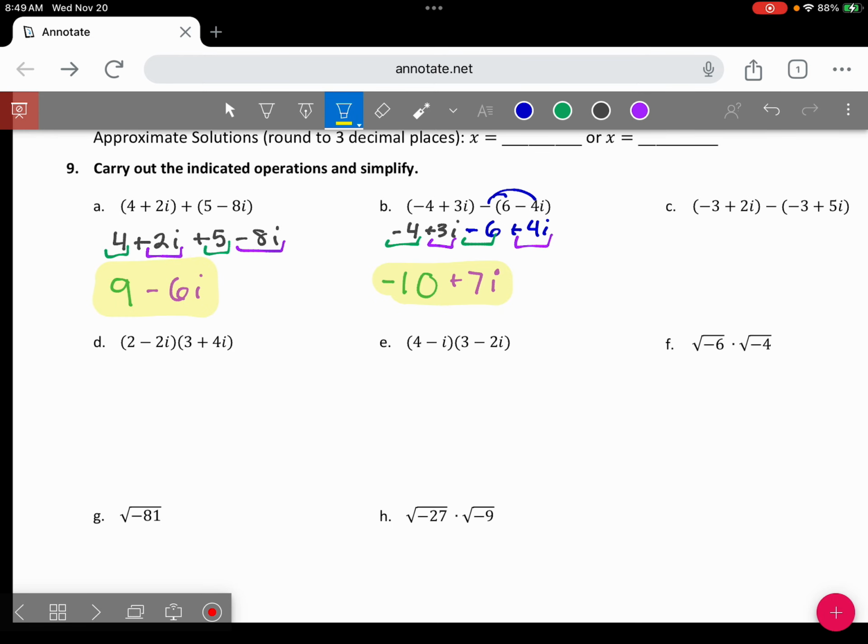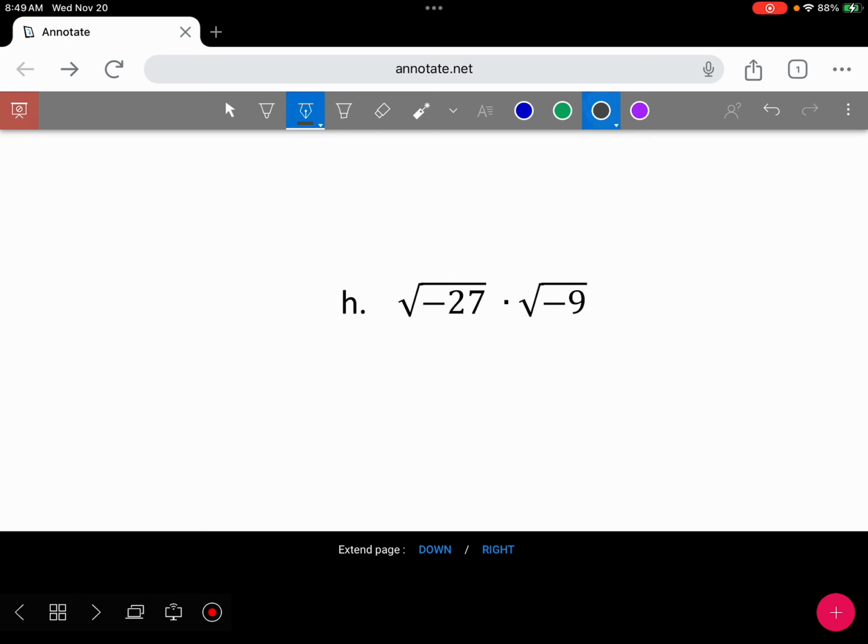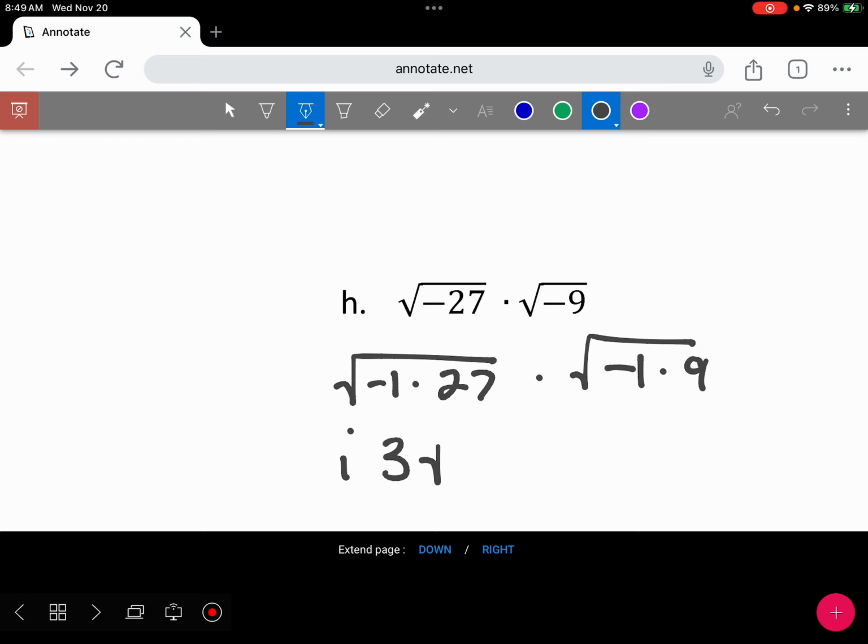H is 100% just like the ones we did in the bell work today. It's square rooting and pull out the i's. So, like we can take our square root of negative 1 times 27, square root of negative 1 times 9. So we're going to have our i. Square root of 27. It's not a perfect square, but it should give us 3 square root of 3 times i times square root of 9. That's 3.